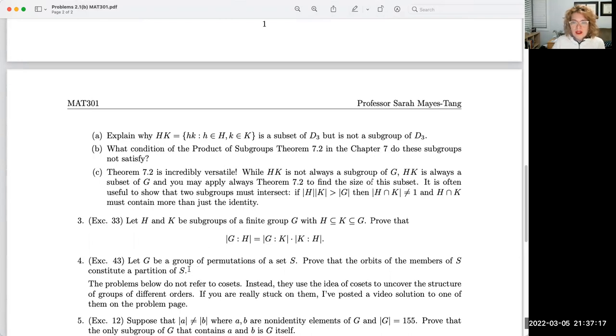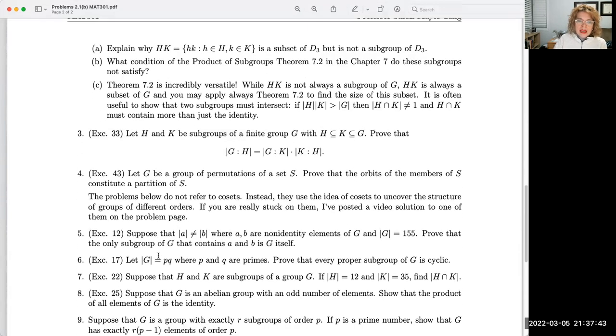asks you to prove that orbits of members of an S constitute a partition. So to know what a partition is, you should go back to chapter 0. And what you need to show is that every element of your set S belongs to some orbit, and that no two elements can belong to two different orbits.